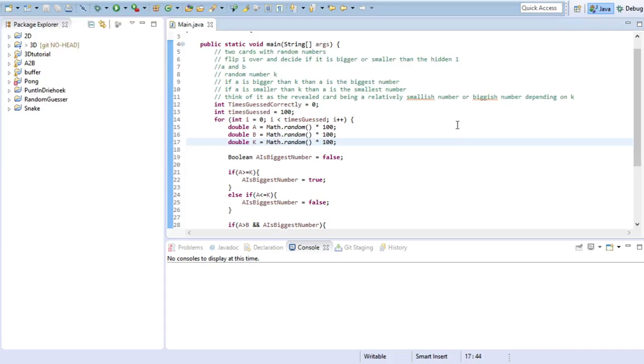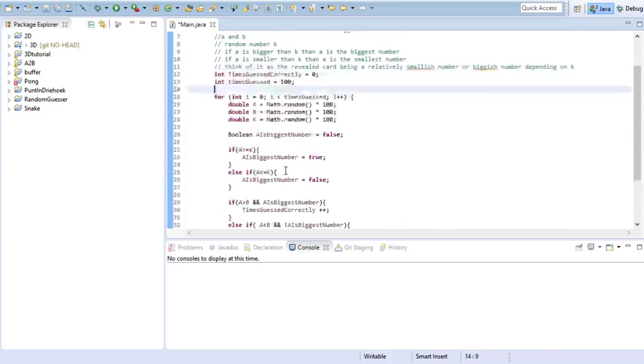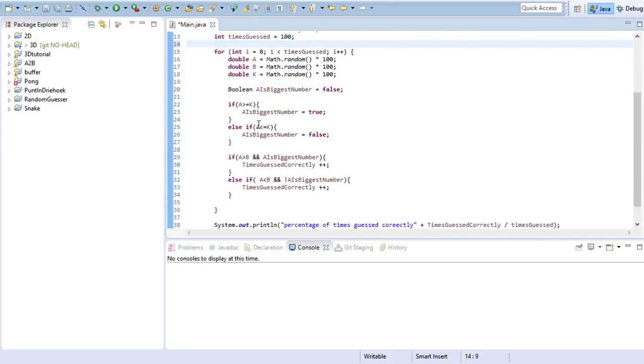So let's walk through this one more time. I think I'm right though. These are our numbers between 0 and 100. This biggest number starts at false, so I guess I'm always guessing false. If A is bigger than K. Oh no, this is 50-50 what I'm guessing. Can I leave this empty? Or do I get compile errors? Yep.